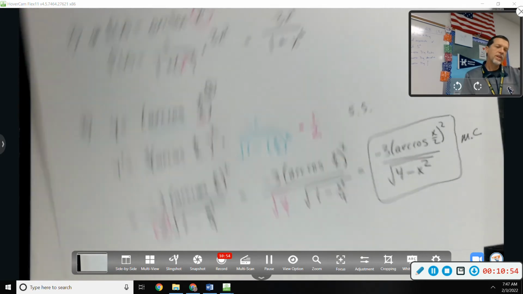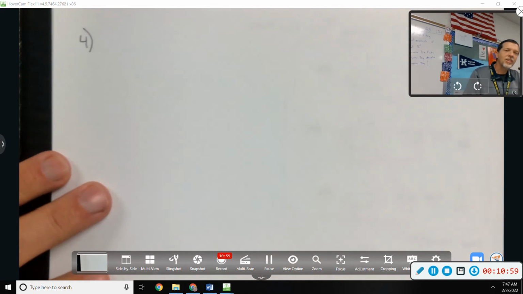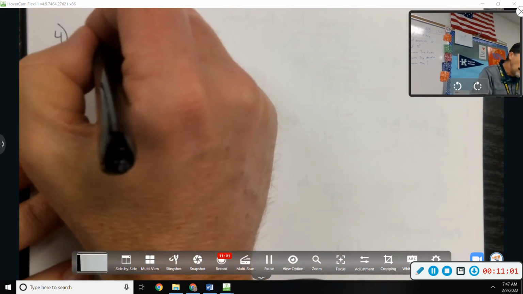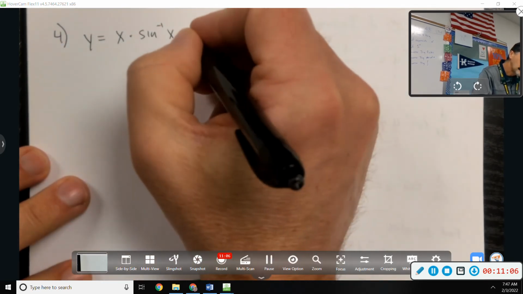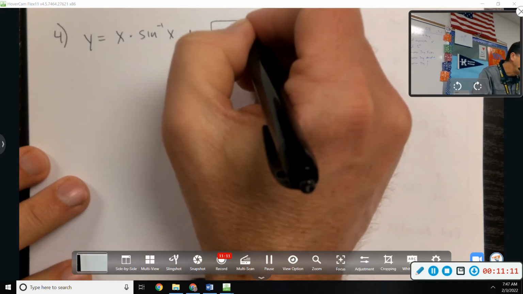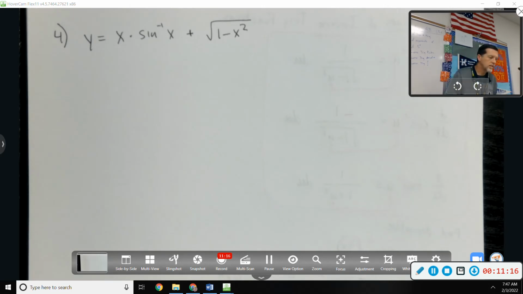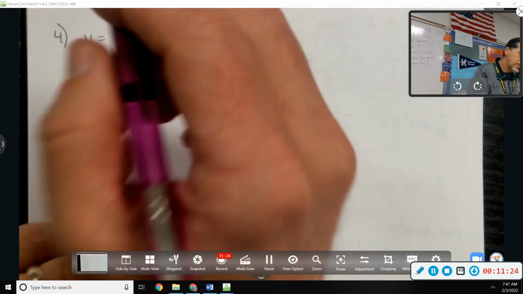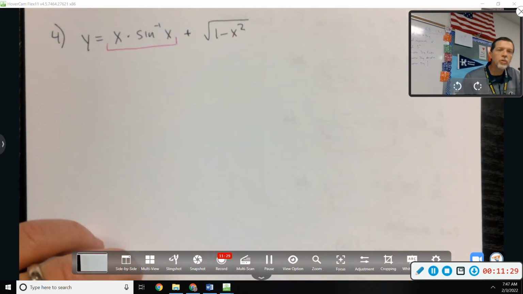Let's do one more. This one's really more about the algebra than the calculus. Y equals x times inverse sine of x plus square root of 1 minus x squared. So this is really ugly. What's it going to take? Well, there's a couple things going on here. What rule am I thinking about right here?